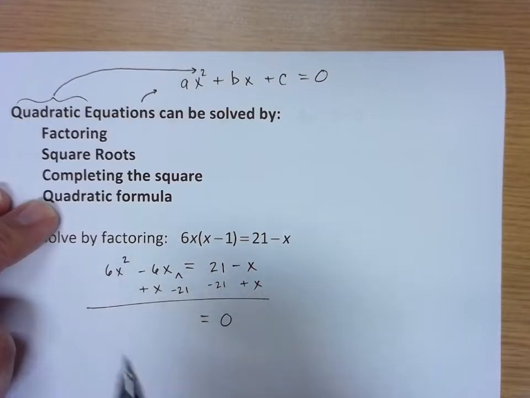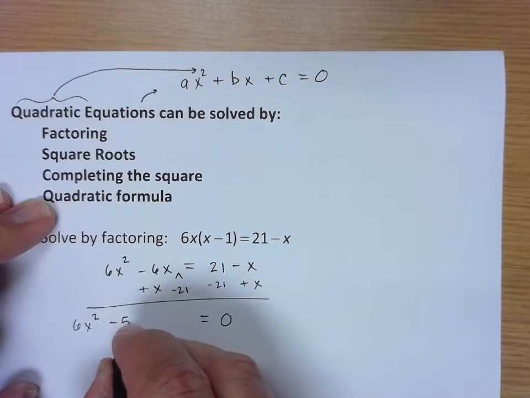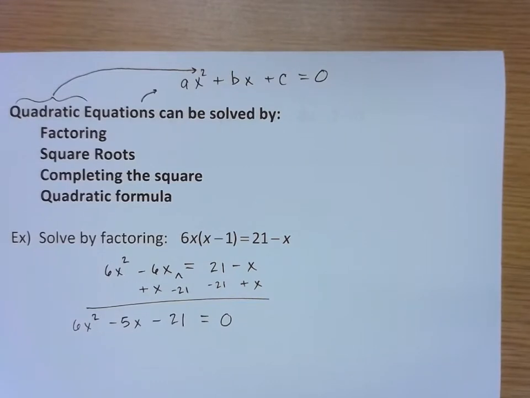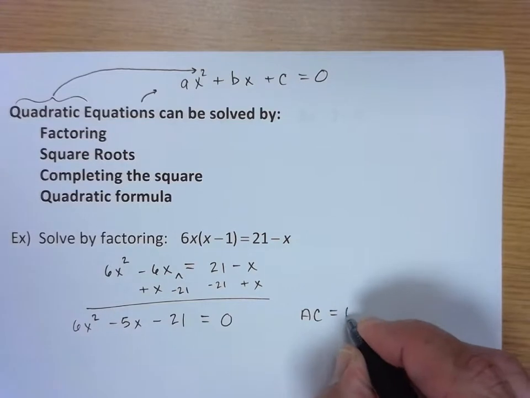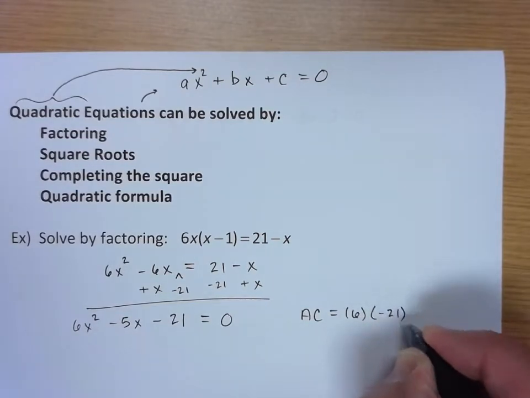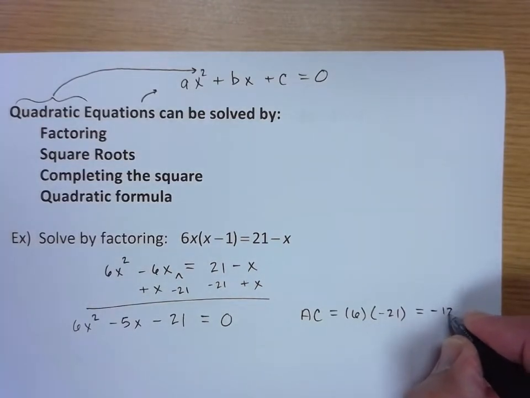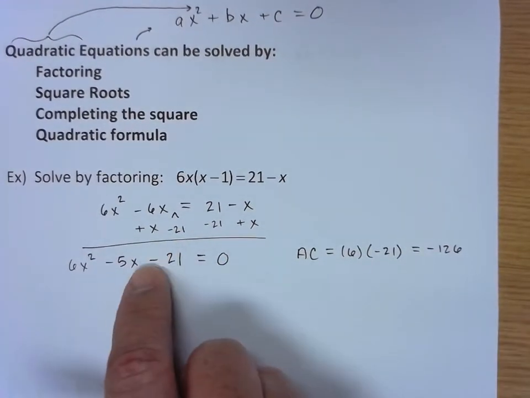The left-hand side now becomes 6x squared, negative 6x and 1x is minus 5x, and then minus 21 is my constant term. Okay, so if this is factorable, I should be able to factor it using whatever factoring methods I can. There's no greatest common factor I can take out because of the 5, but I can go to the AC method and see what my factors look like. A times C is going to be 6 times negative 21, which is negative 126. And so now I need to find two factors of negative 126 that add up to a negative 5.